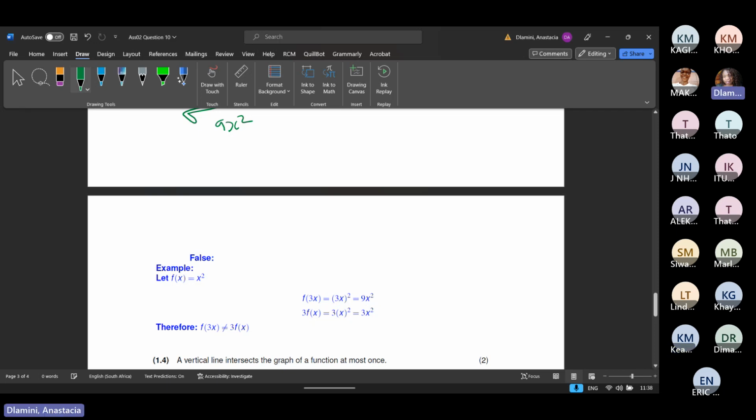I'm saying that we want to find out if it's true or false. A vertical line intersects the graph of a function at most once. Is it true or false? And you said it's true. And then you said the statement, but the statement makes it incorrect because there's one word that made it incorrect. Can someone say it in Zulu or Sotho or Pedi or any other language?